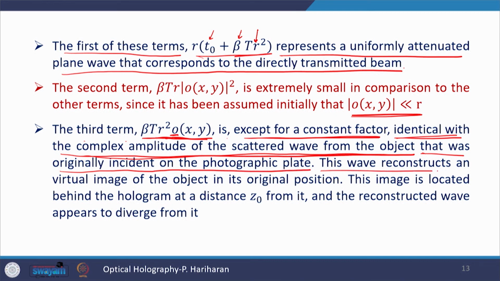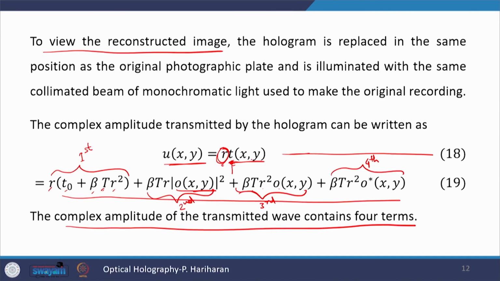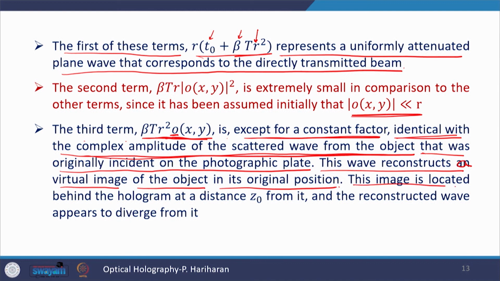Now, this wave reconstructs a virtual image of the object in its original position, and this is the virtual image which appears here. This image is located behind the hologram at a distance z naught from it, and the reconstructed wave appears to diverge from it. If you move away from the hologram, then the reconstructed image diverges, it becomes bigger and bigger.